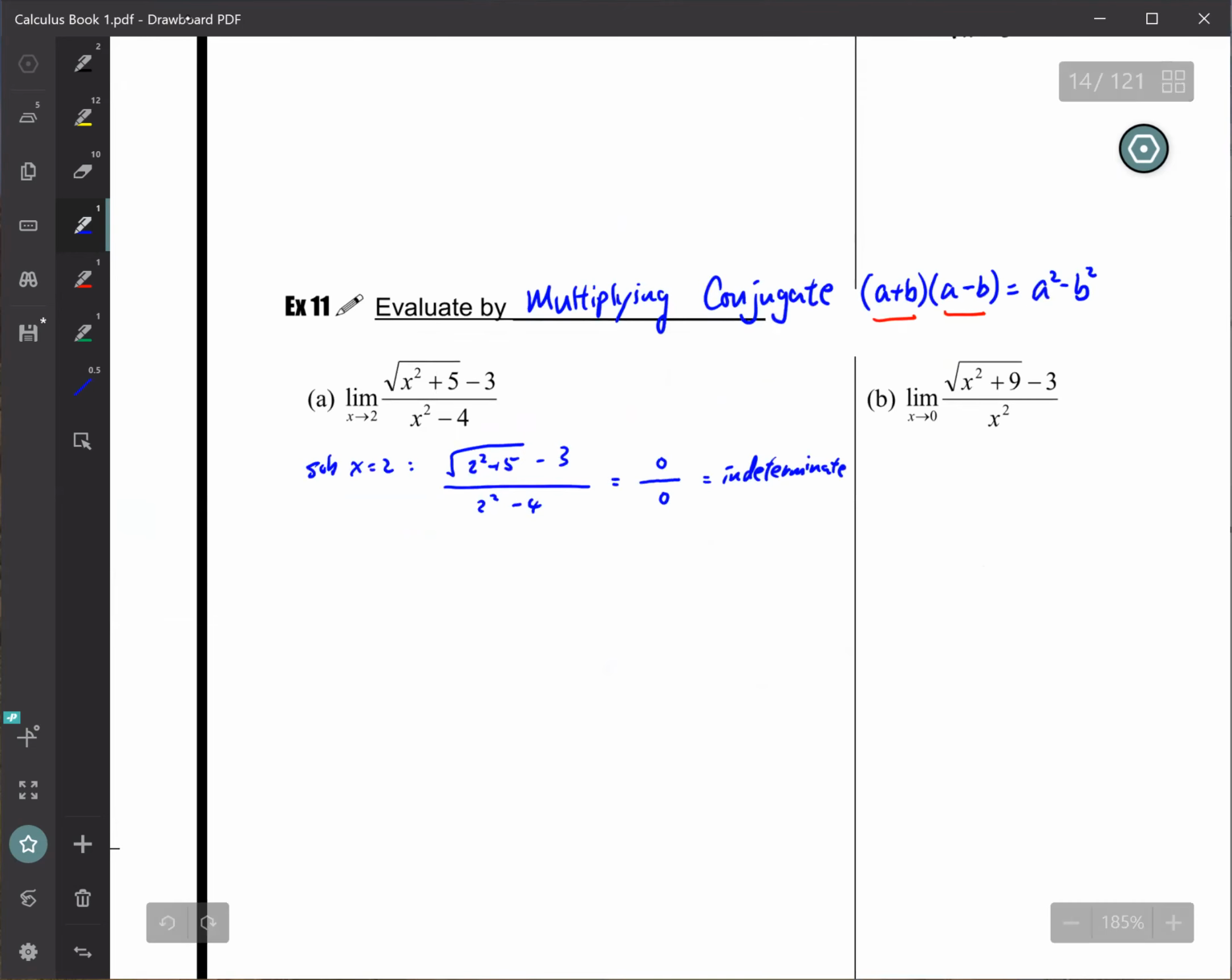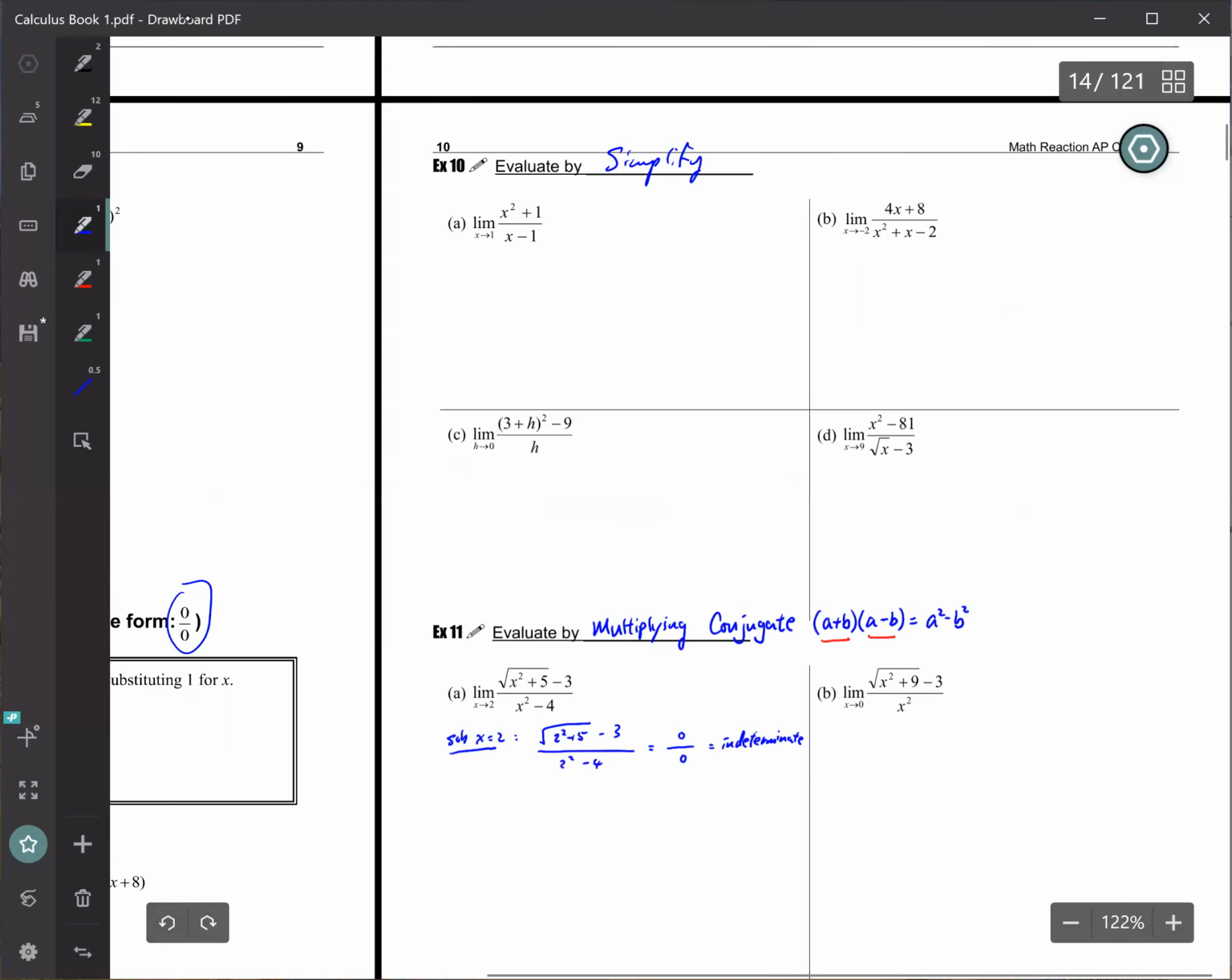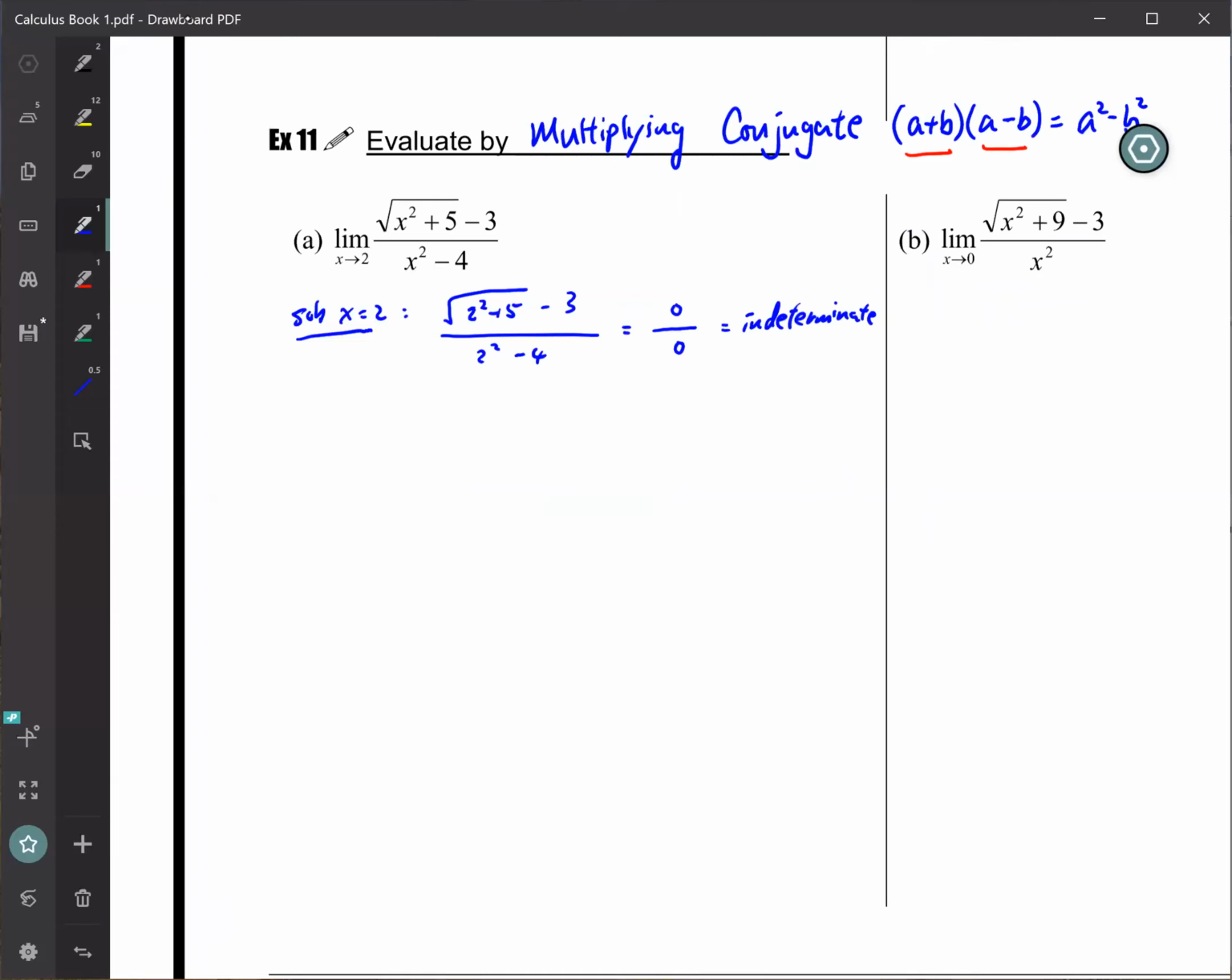Okay, you see the roadmap. I'm trying to tell you what to do when you see a question. Always start by substituting. And then if you get 0/0, then you think about simplify or conjugate. And that's it. Because this one has a square root, most likely it will work with conjugate.